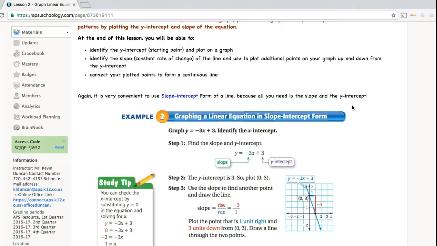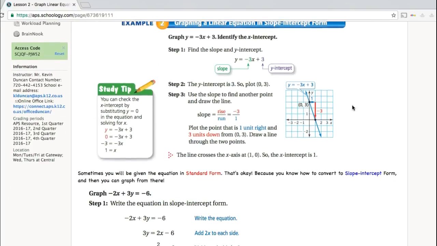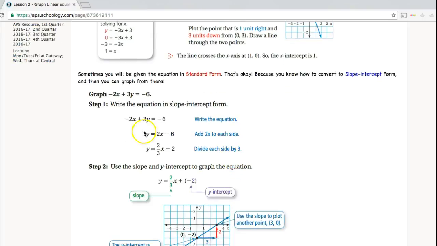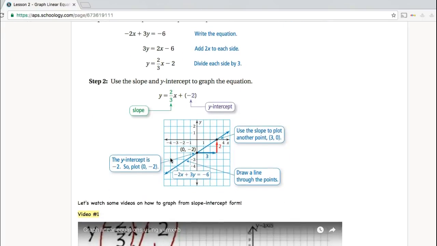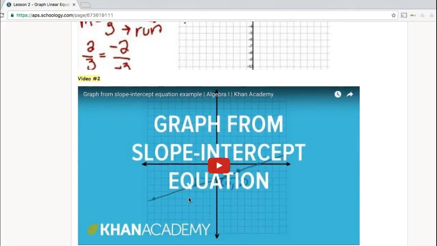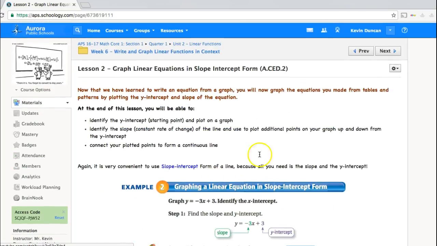For lesson 2, we're just going to graph linear equations in slope-intercept form. We already know how to find the slope and the y-intercept, so it should be fairly easy. Here's an example given in standard form and then converted to slope-intercept form and then graphed. And then there are 2 videos on how to do this.